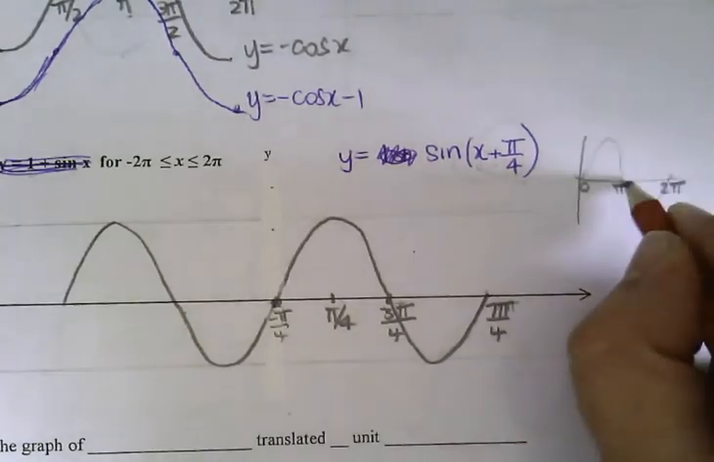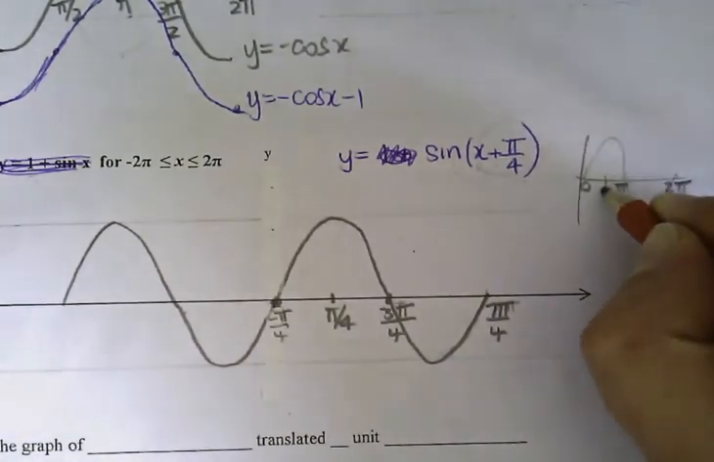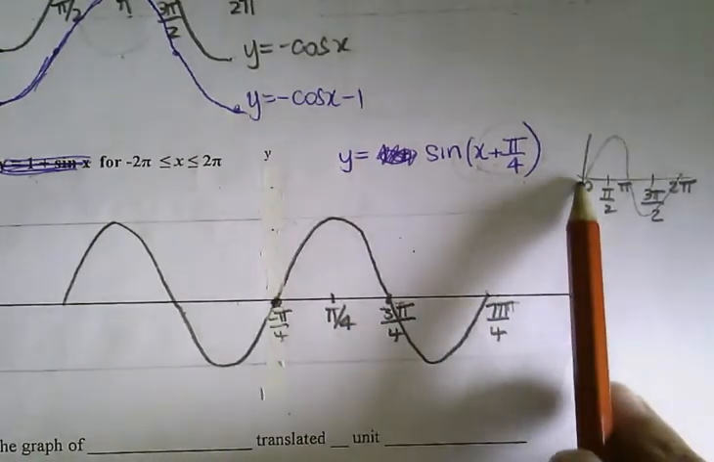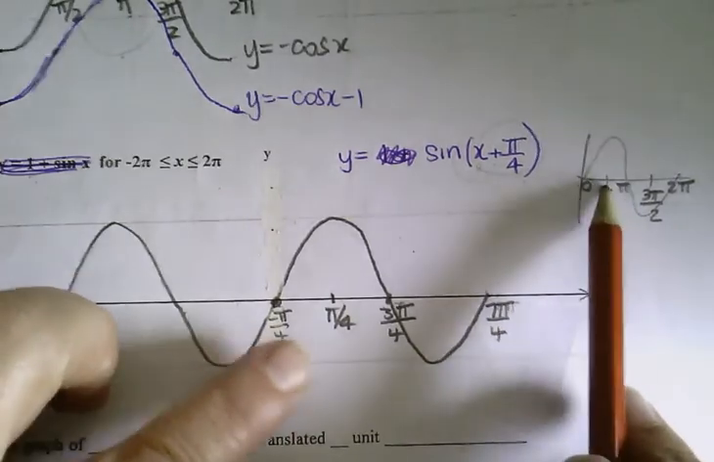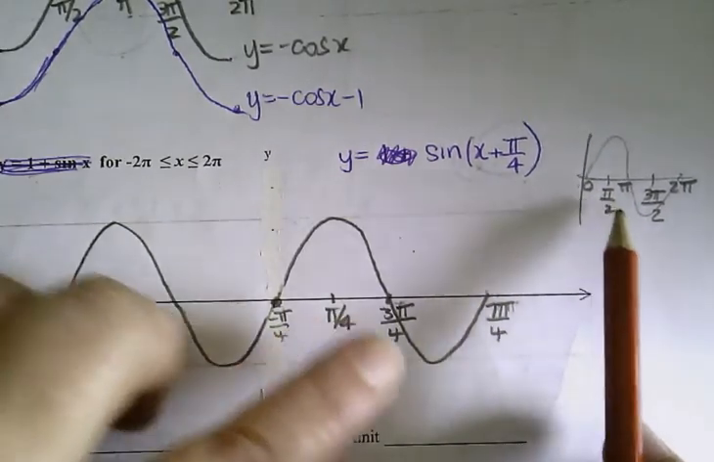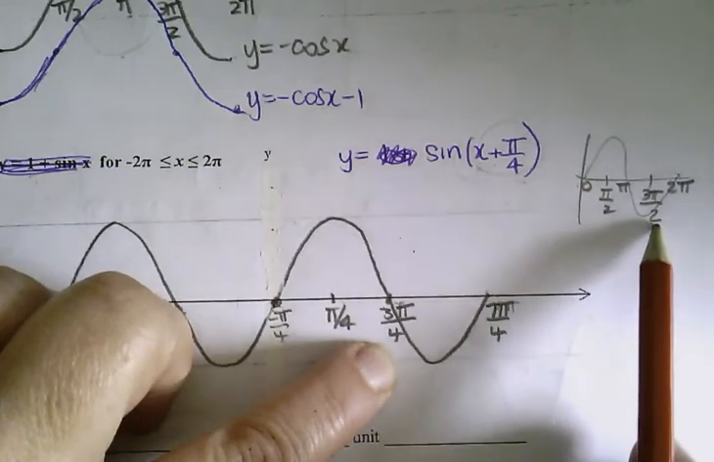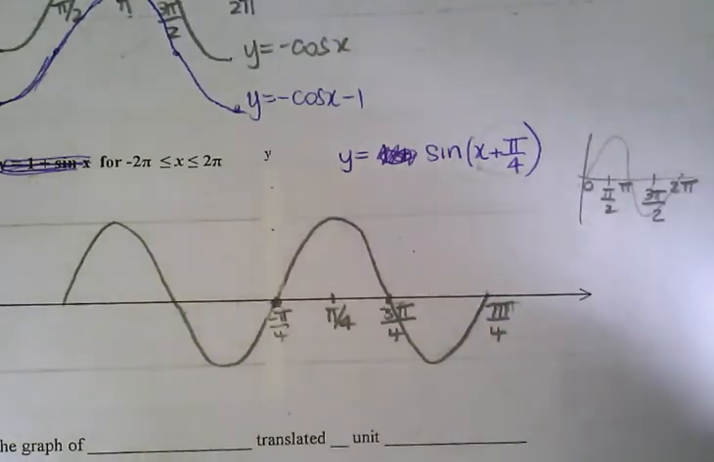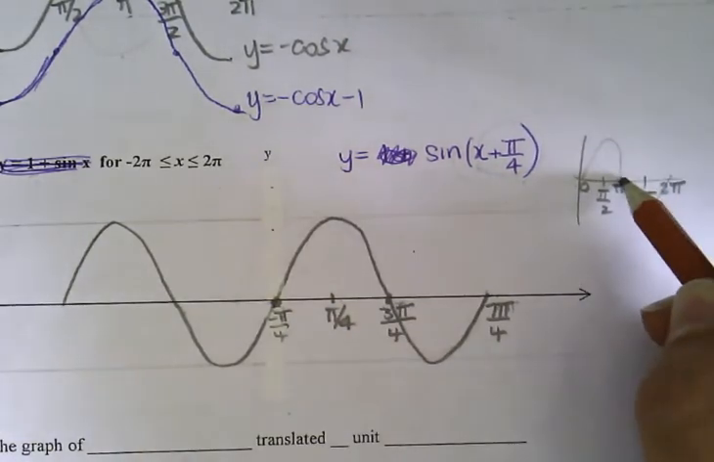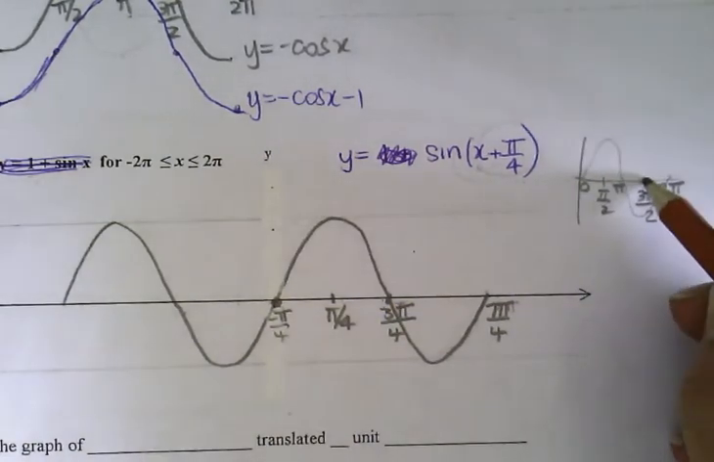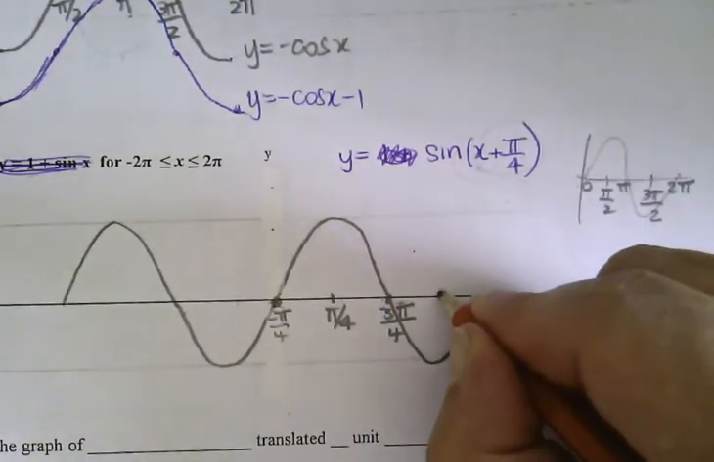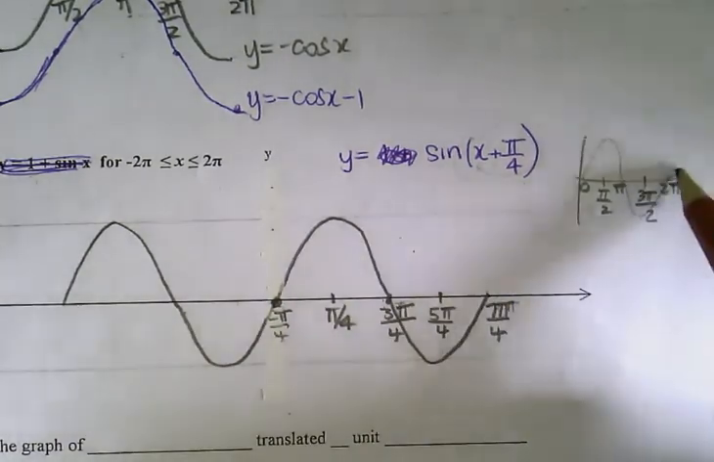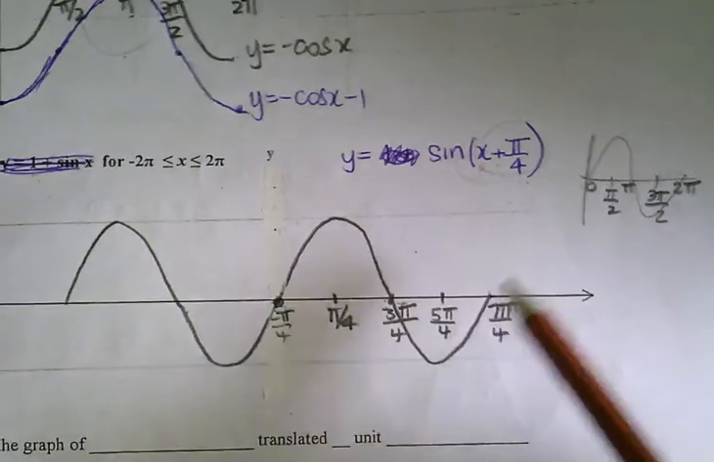So what I need to do to each of these values is take away pi on 4 from each of the values that are on the original curve. So 0 minus pi on 4 is negative pi on 4. Pi on 2 minus pi on 4 is pi on 4. Pi minus pi on 4 is 3 pi on 4. 1.5 pi minus 1/4 pi is 5 pi on 4. And 2 pi minus 1/4 pi is 7 pi on 4.